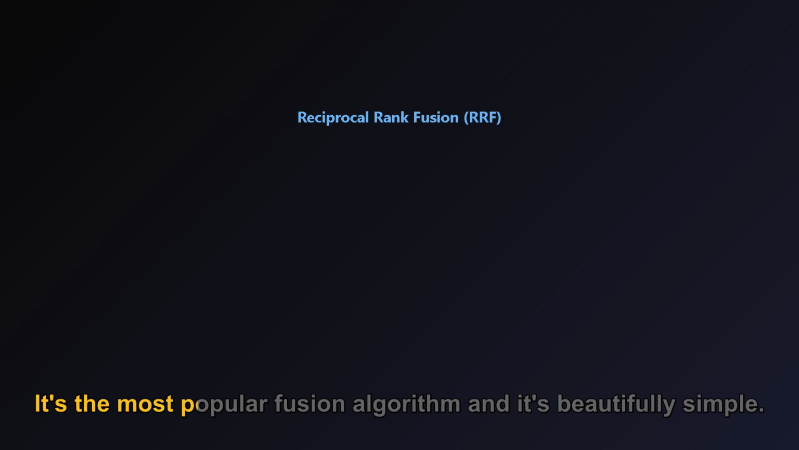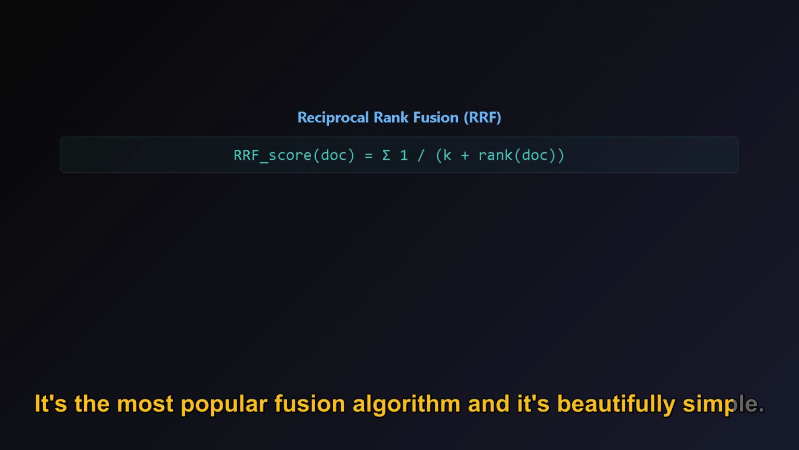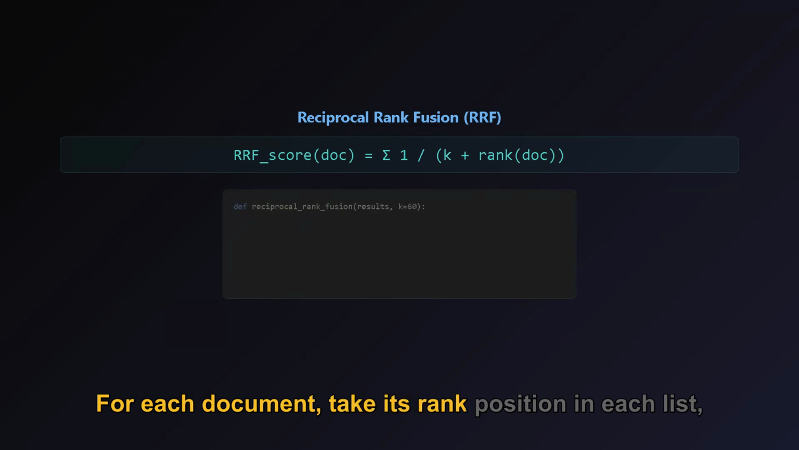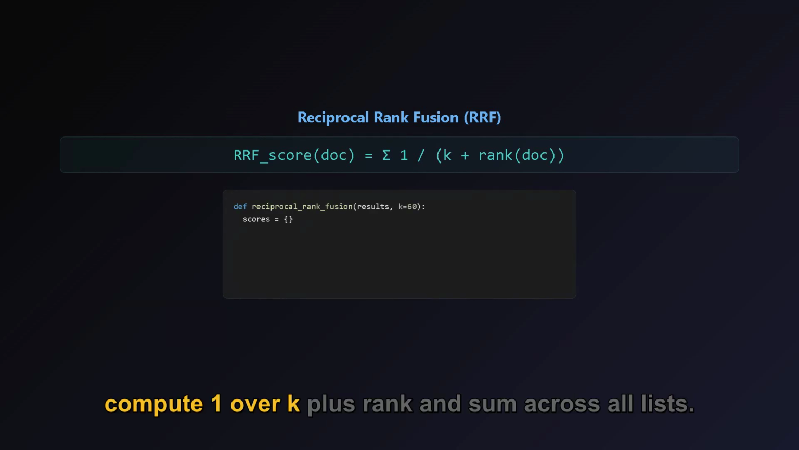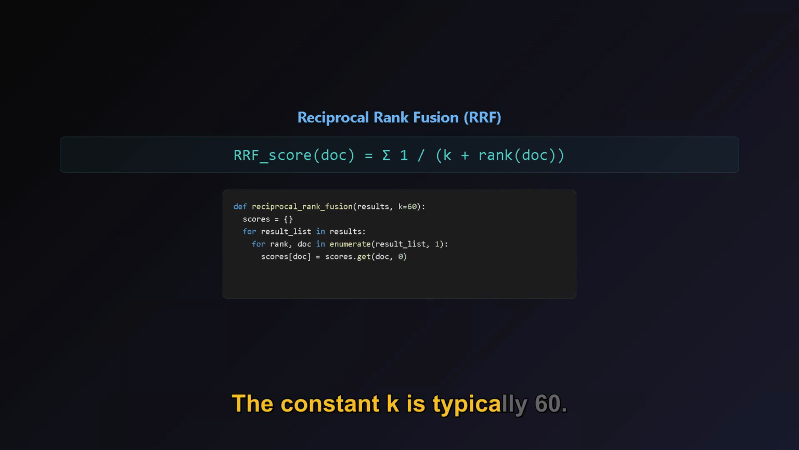It's the most popular fusion algorithm, and it's beautifully simple. For each document, take its rank position in each list, compute 1 over k plus rank, and sum across all lists. The constant k is typically 60.